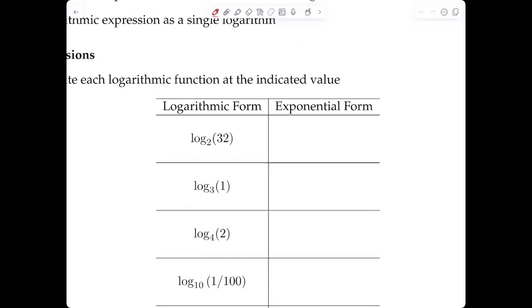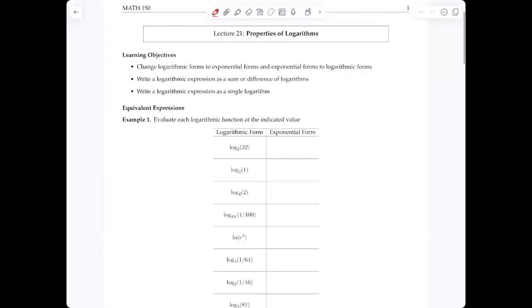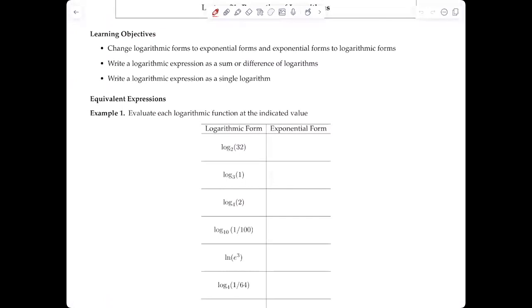Okay. So I'm going to write the answer and then I'm going to write the exponential form of this value. As we discussed, you ask yourself, what power should I raise 2 to get 32? And the answer is 5. Or in the exponential form, it should be 2 to the 5th power, and that is equal to 32.